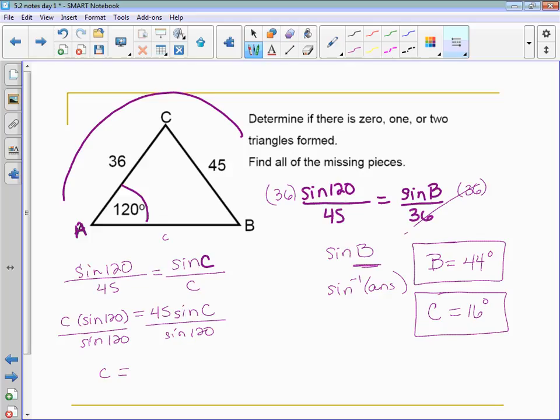All right, so you are keying in 45 and then sine of C. You have this stored as C, right? Okay, so just put in your C and then divide it by sine of 120. And if we round to the nearest tenth for the side, what do we get? 14.4. Is that what you got yourself?